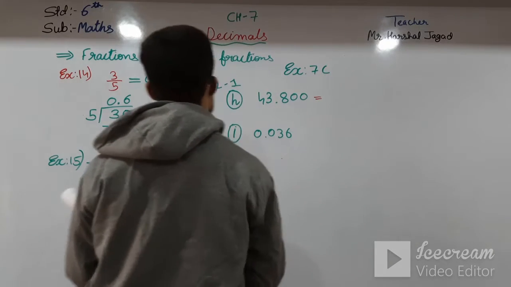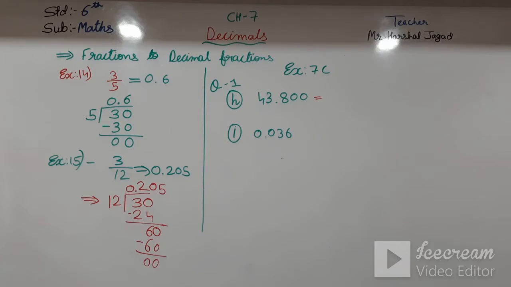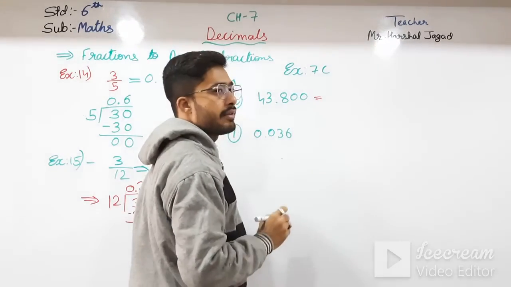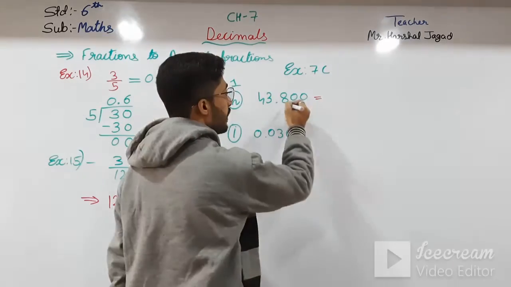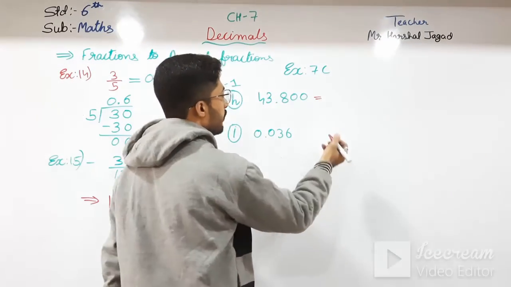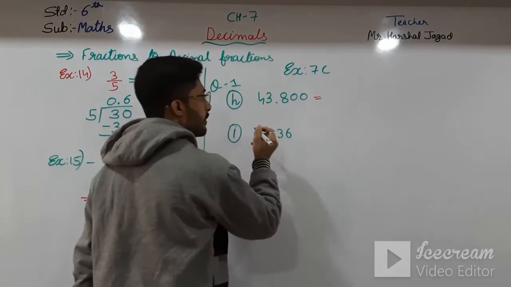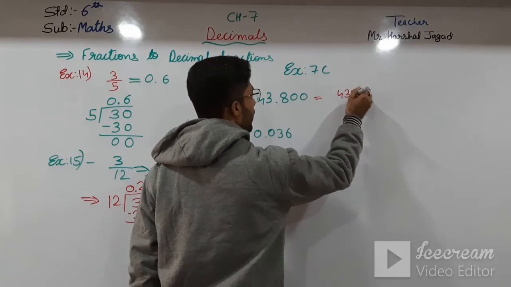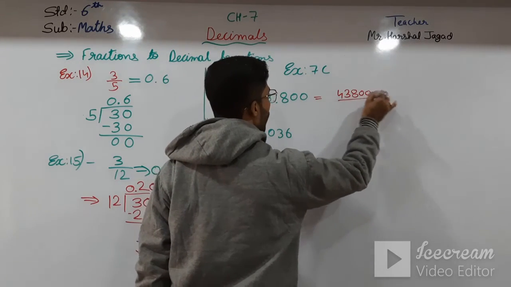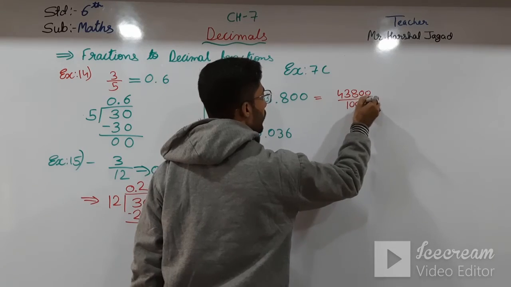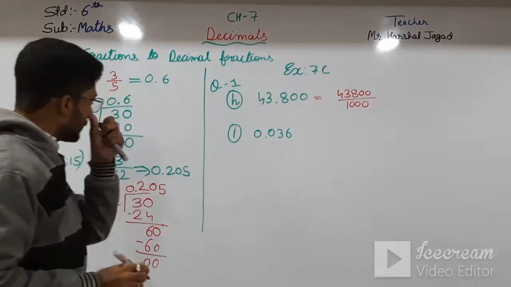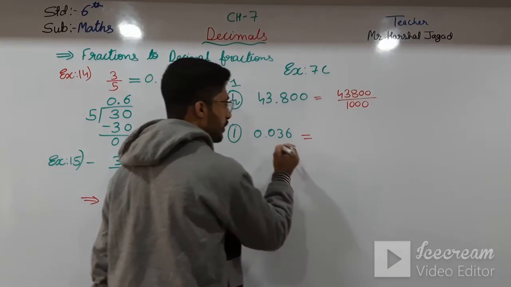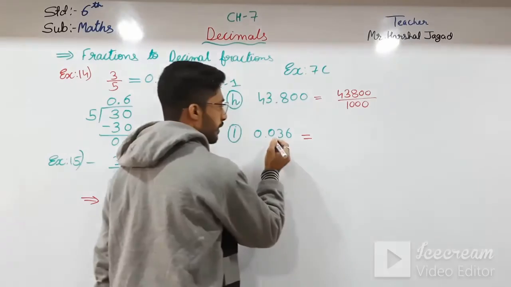Here we know how to convert this. We count how many digits are there after the decimal point, we divide by that power of ten and convert into a fraction. So here first of all 3 digits are there, so 43800 upon 1, 2 and 3 zeros. So this is your answer. And another one, here also there are 3 digits. So what here?